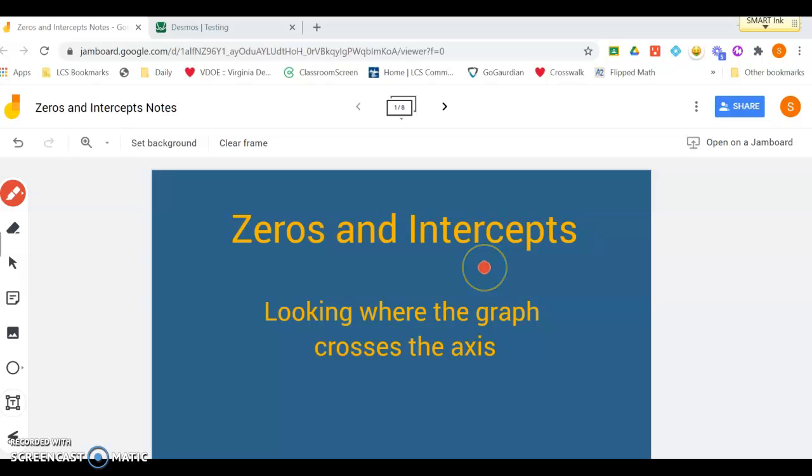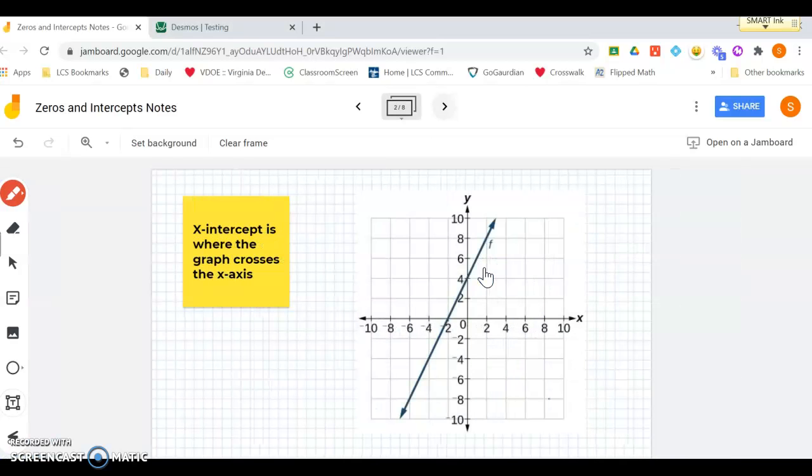Okay, this week for part 3 of relations, the last part, we are going to look at zeros and intercepts. So we are looking at where the graph crosses the x-axis, and we're going to look at either where it crosses the x-axis or the y-axis, depending on what the question asks us. So the first thing we need to look at is x-intercept. An x-intercept is where the graph crosses the x-axis.